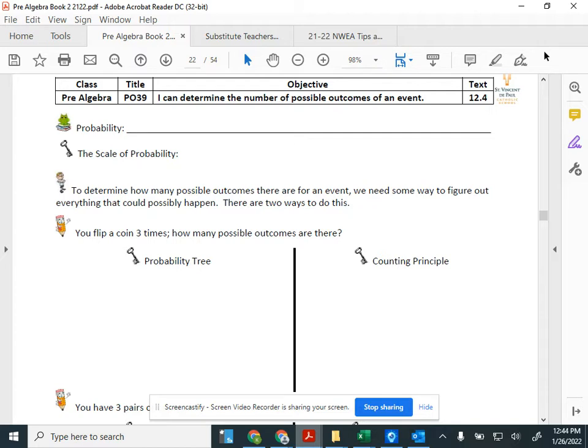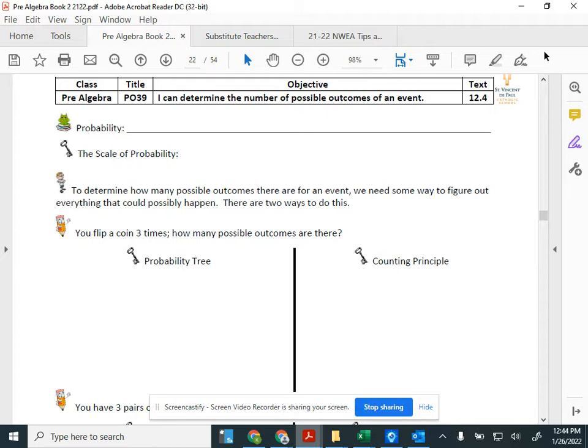Okay. All right, so today we are starting with PO39. It's a PO, so we need to know this. I can determine the number of possible outcomes of an event. Possible outcomes of an event, we've worked with this in the past. We've had it in our math packets. So we're going to break down exactly how we can solve these. There are two different methods that we can do. I'm going to show you the long way, and then I'm going to show you the short way.